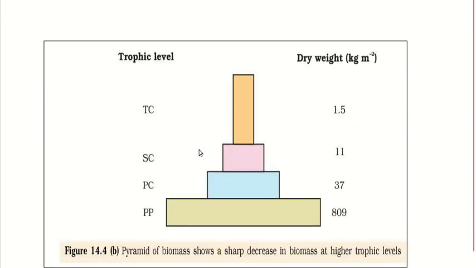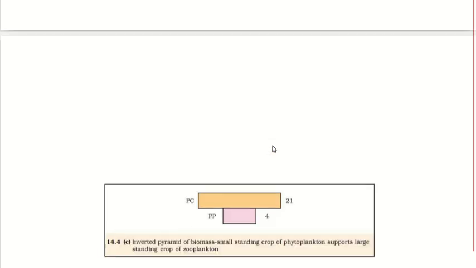Pyramid of biomass showing a decrease in biomass at higher trophic level. So you can see the primary producers having a dry weight of 809 kg per meter square, and that goes on decreasing, and the tertiary consumer has a dry weight of 1.5 kg per meter square. So that is the least that you have. So it is an upright pyramid, and you can see a decrease in biomass at higher trophic levels.